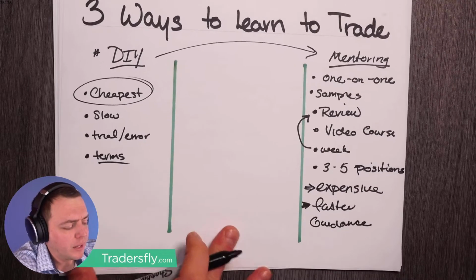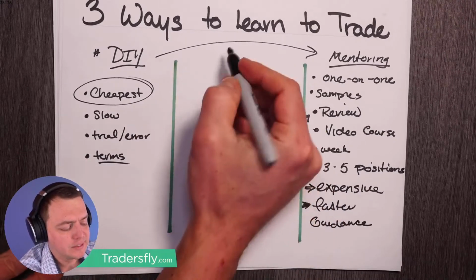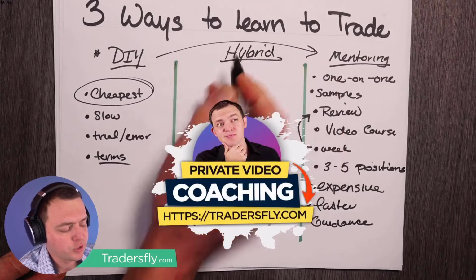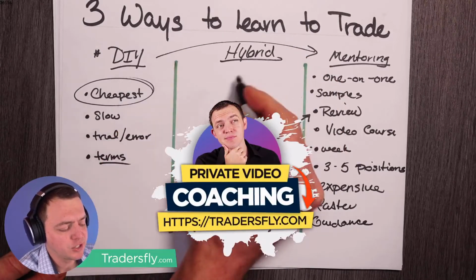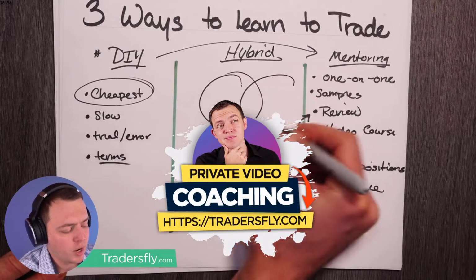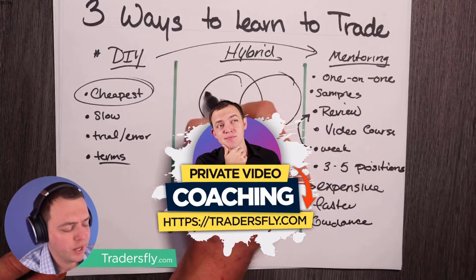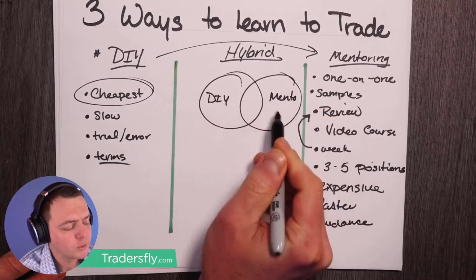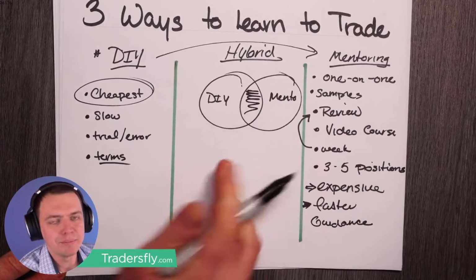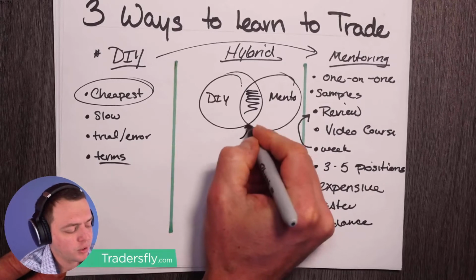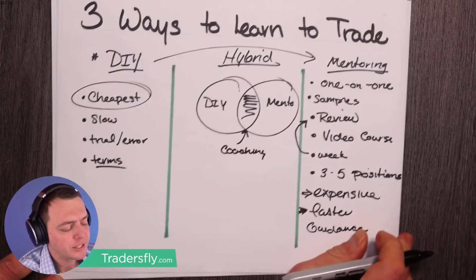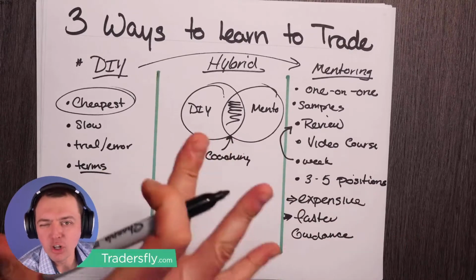Then you have a hybrid approach to learning, which I would say is a combination of DIY and mentoring. When you have DIY overlapped with mentoring, there's a part in the middle that gets overlapped. In part, what you're doing is some coaching. So you're getting some guidance, but not full guidance.